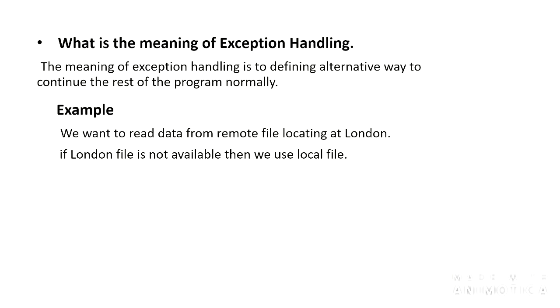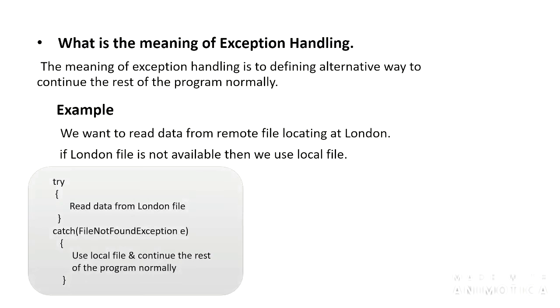We want to read data from a remote file which is located in London. If the London file is not available, then we use a local file. We have provided here an alternative way: if the London file is not available, we will use the local file. So this concept is used in exception handling.